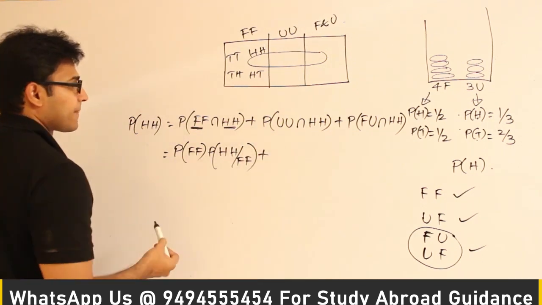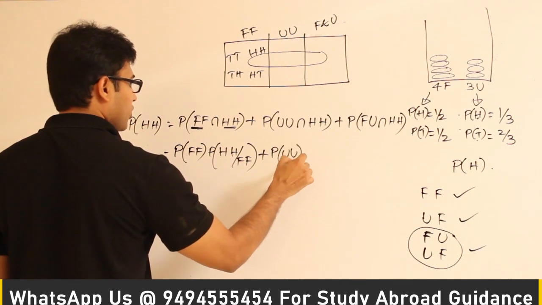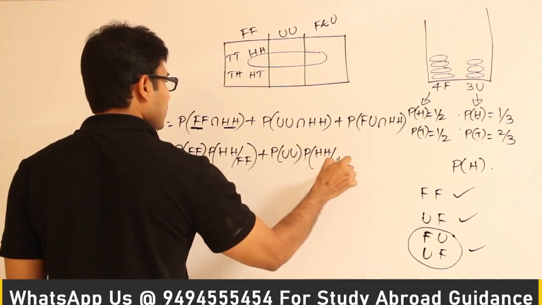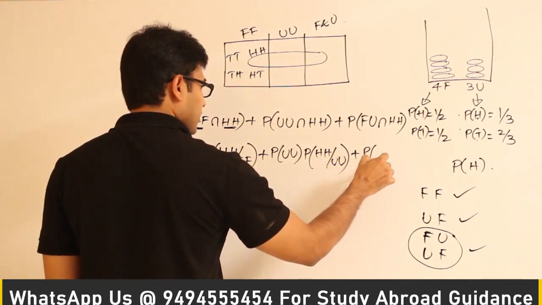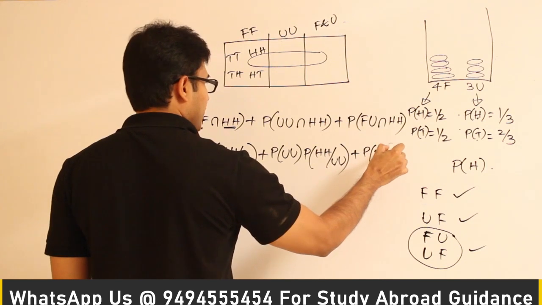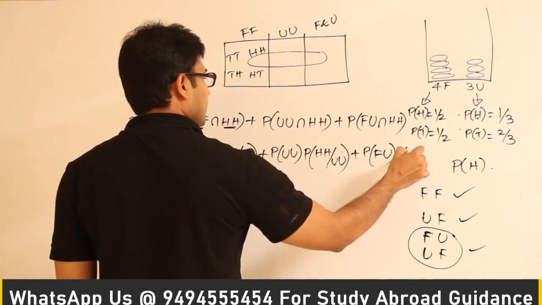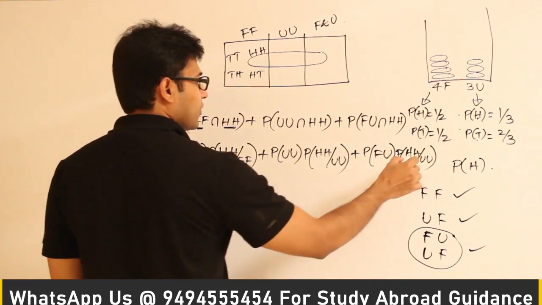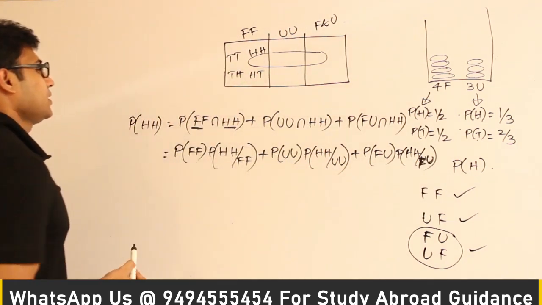Plus the probability of getting two unfair coins times the probability of getting two heads given that both the coins are unfair, plus the probability of getting one fair coin and one unfair coin times the probability of getting two heads given that one coin is fair and the other coin is unfair, right?